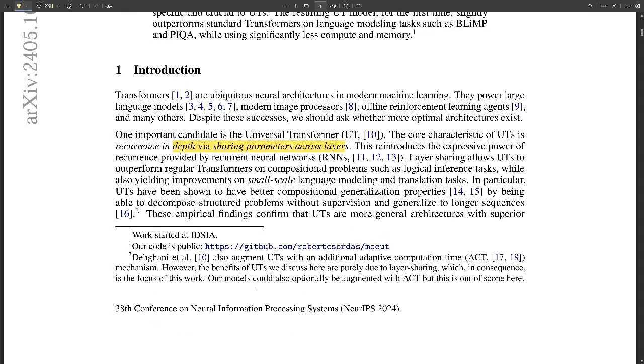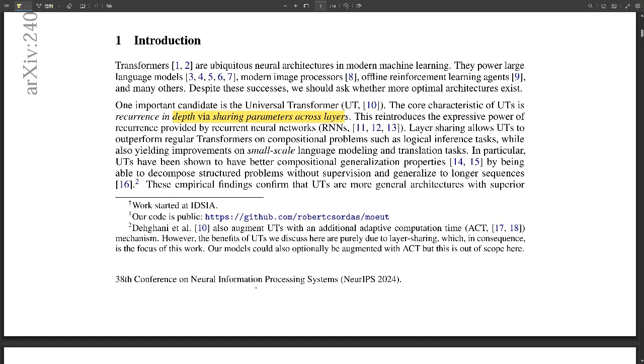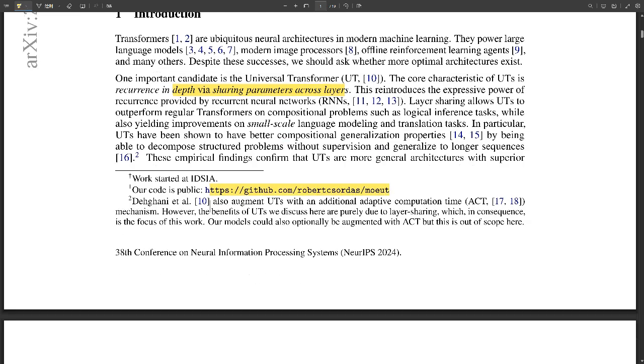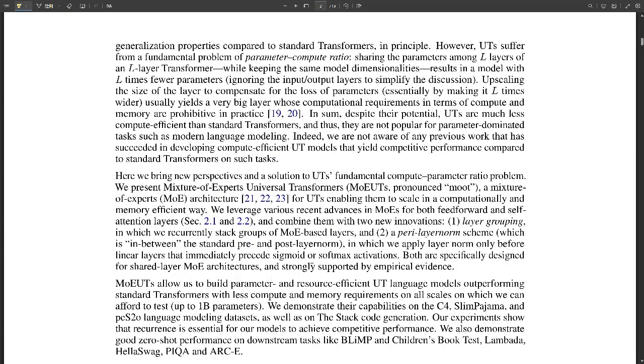Exactly. Okay, so now that we've hit the high notes, do you want to jump into the resource intensity thing? Sure. It comes down to how they learn. Universal transformers use the same parameters across the layers. Okay. Can you remind me about the universal transformers?